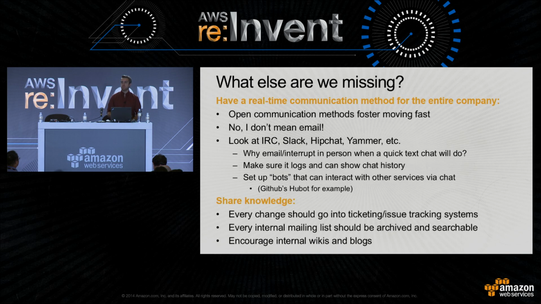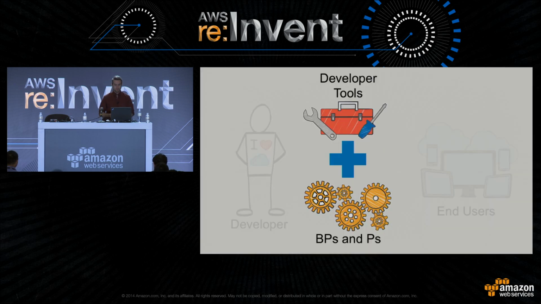Someone new comes into your team, and someone's referencing an email from the previous week that this person obviously would not have seen. Make it so they can go back and see these internal lists as something that's searchable. And then also encourage things like internal wikis and blogs. At Amazon, we actually have a really great internal wiki and blog system. Internal developers and project leads share wonderful information with each other, and it helps us all learn from the greater organization. So we've seen a combination of these developer tools and best practices and patterns that we have.